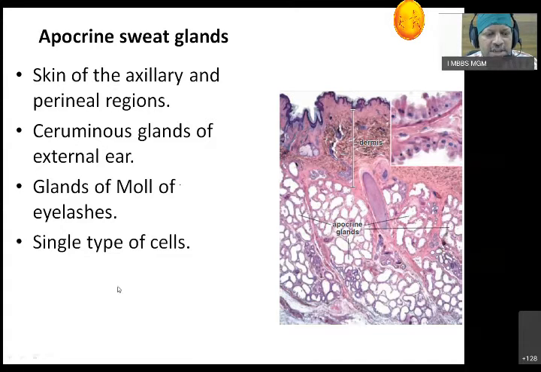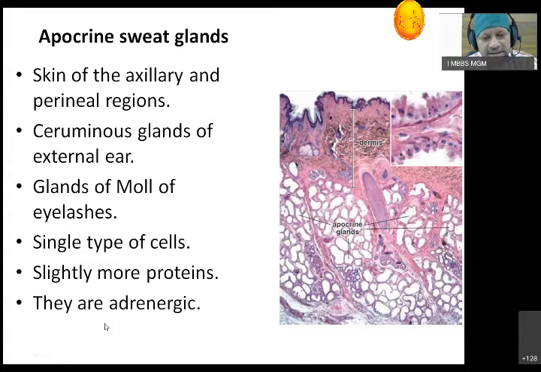Here, what is the difference between sweat gland and apocrine gland? Apocrine glands have a milky proteinous secretion and usually only a single type of cell. That is what we have to remember. Slightly more proteinous, they are adrenergic. So this is again a difference. Apocrine has a single type of cell, while there it is two types of cell. The secretion is more proteinous in apocrine, while there it is more of a fluid. Sweat glands are under the control of acetylcholine, and apocrine glands are under the control of epinephrine and norepinephrine.